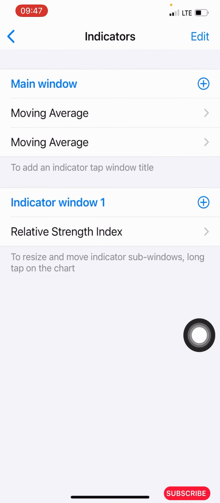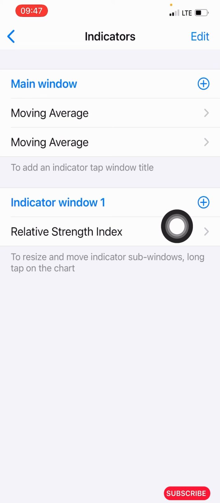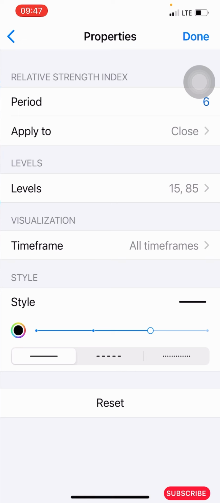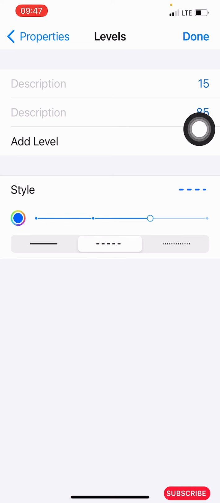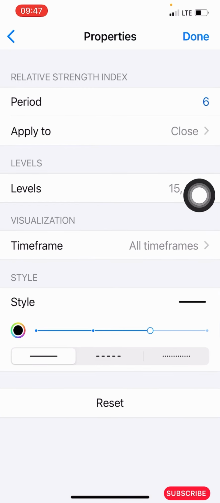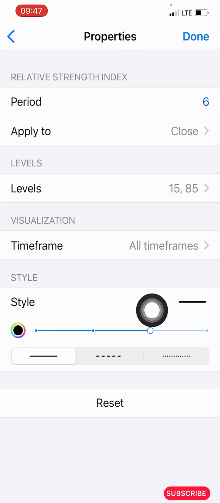Okay, now the last indicator we have here, which is the relative strength index. For you to add it, you click on this main window plus icon again, you search for the relative strength index, you click on it. Okay, the period you make it 6, apply to is close, the level you make it 15 and 85, you make the color blue, 3 pixel, you click on done. All right, now on the style you make it color black, 1 pixel, and then you click on done.